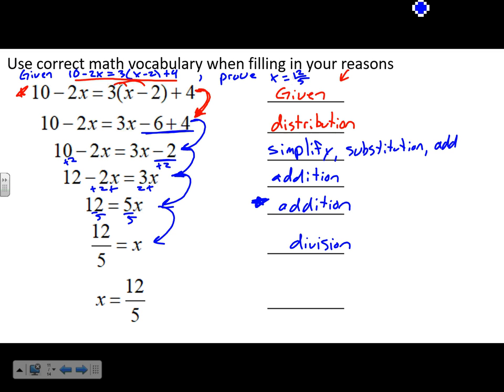And last but not least, I said prove that x is equal to 12 over 5, and this is not that. It says 12 over 5 is equal to x. That's the difference. So how did I go from here to this next step? Well, I used the symmetric property.